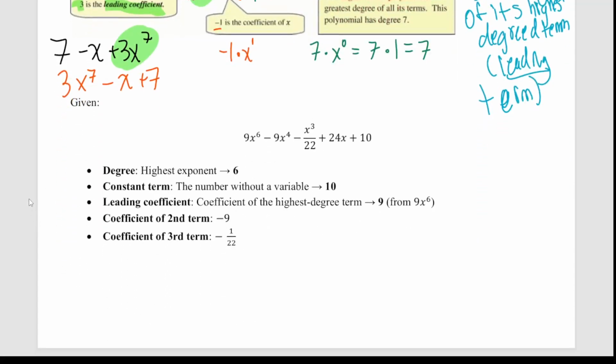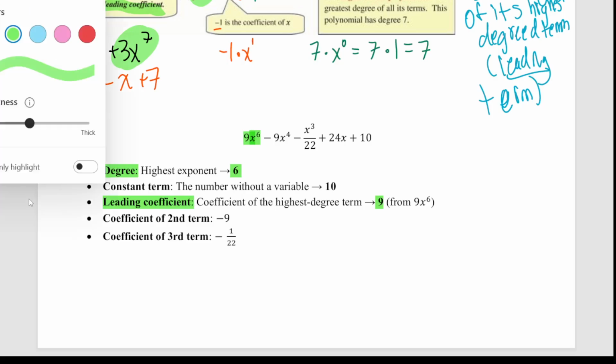Let's take a look at another example. So in this next example, it's already listed in descending order from largest to smallest exponent. In particular, this first term is going to be your leading term because that highest exponent is 6, which means that the entire degree of the polynomial is going to be 6. Similarly, the leading coefficient also comes from that term, which means that it's 9, because 9 is the number being multiplied out front of that term.